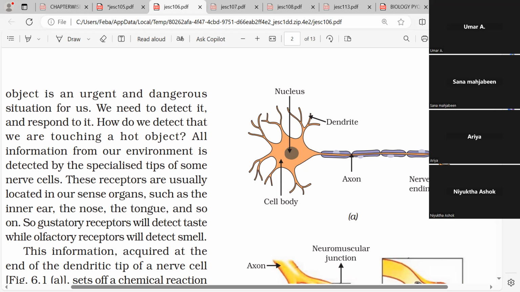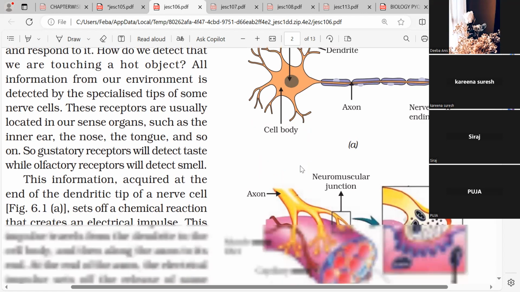And there is the nerve ending. What is the significance of the nerve ending? What does the axonal terminal contain? Neurotransmitters. The chemical substances called neurotransmitters are contained in the nerve endings.